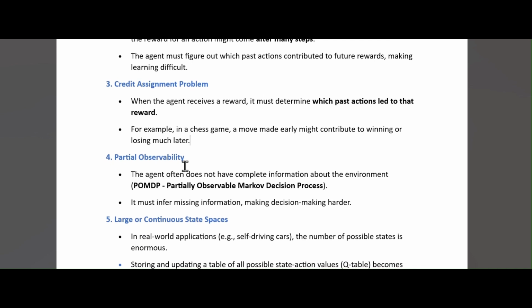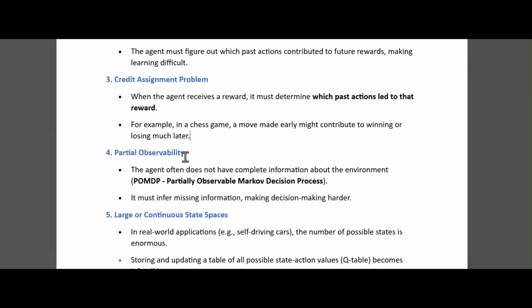So let us consider an example where a robot plays a game of chess and makes a series of moves, and eventually the agent checkmates the opponent, then it receives a reward. So the robot needs to determine which specific move led to the checkmate so it can learn from its experience.